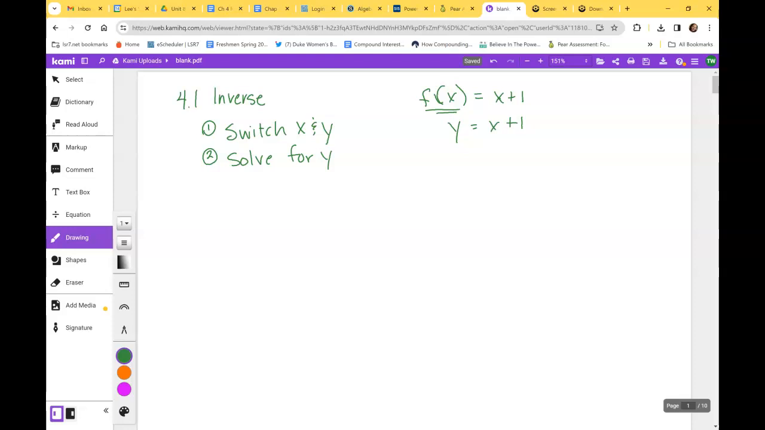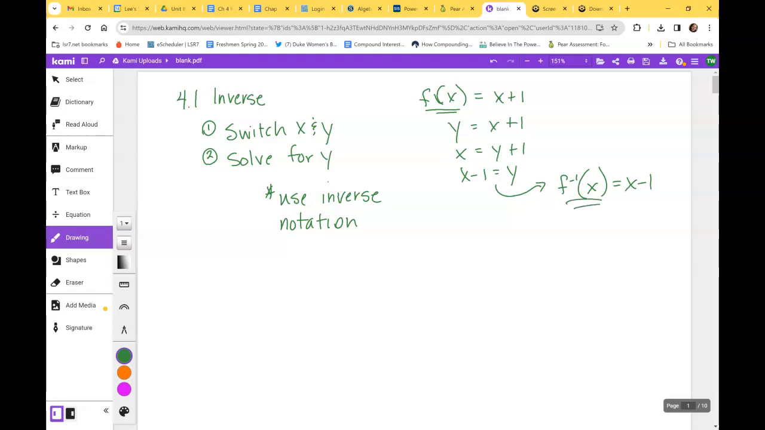So I rewrite it with the y in place of it, and then I switch. X equals y plus 1. And then you solve for y. So I'd subtract 1 from each side. x minus 1 equals y. And then what you have to remember is to use inverse notation. Okay, so once I've done this, then I say the inverse function is x minus 1. Make sure that you use that notation when you solve your problem.